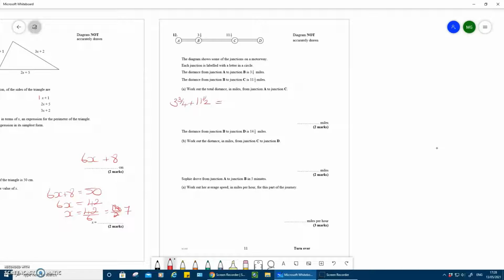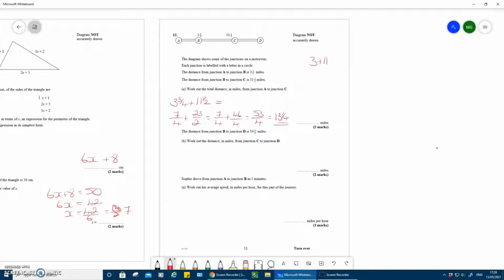Okay, so because it's an add, you can make both of these improper fractions, so you could do 15 over 4 plus 23 over 2, and you could double this one to make it both out of 4, 15 out of 4 plus 46 out of 4, and you add the top together because you've got a common denominator, so you end up with 61 quarters, which is 15 1/4. Option 2. Because it's add, you could just add the two whole numbers together, so 3 add 11.